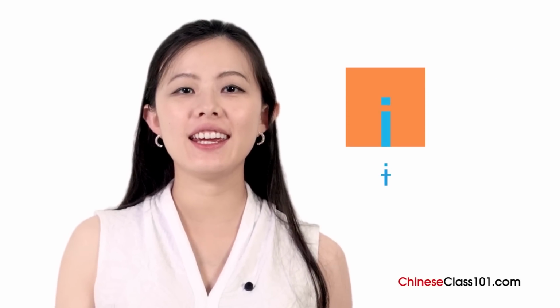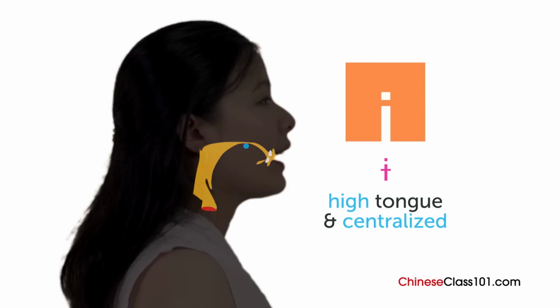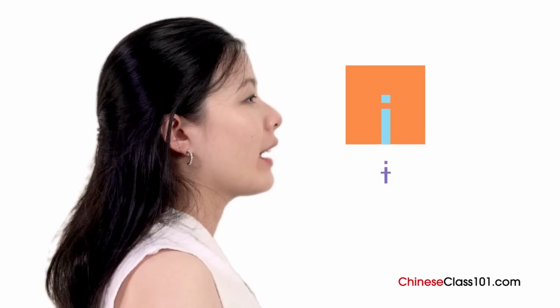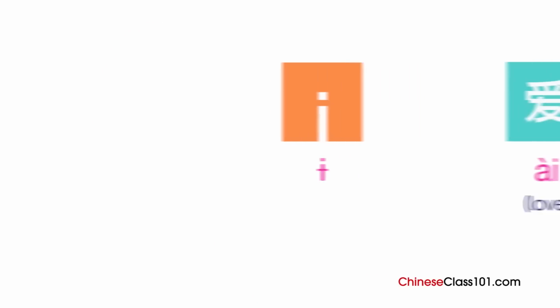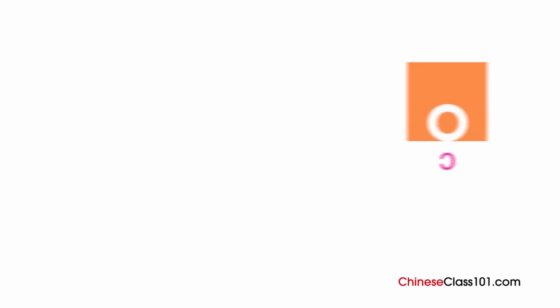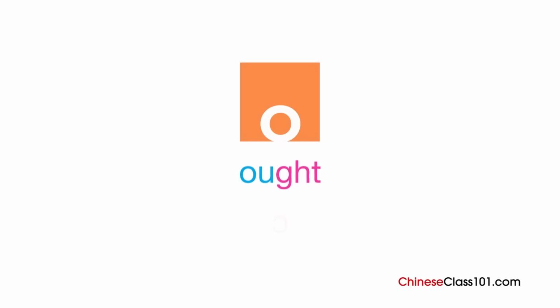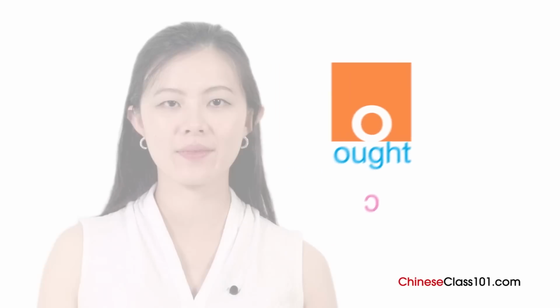When paired with the following, the I changes. 爱飞. It's identical to the short I sound in the word bit. The next vowel is 哦我菠菜魔术. It's identical to the OU sound in the word ought.